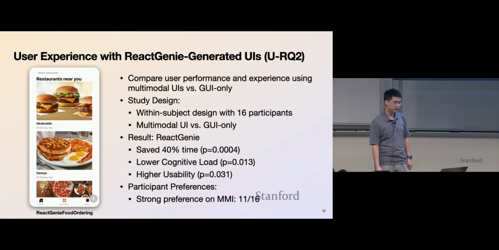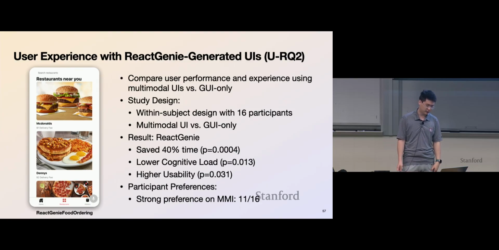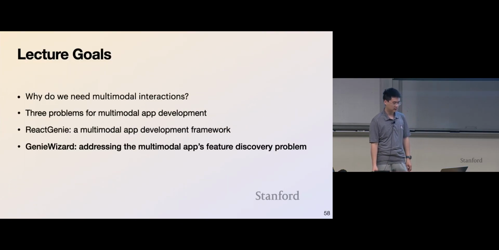We also asked 12 users to try an app built with React Genie versus an app that is GUI only. We find React Genie can save 40% of the time, lower cognitive load, and have higher usability. So the next project I want to talk about is called Genie Wizard, which is how to address this not enough feature problem about multimodal interactions.